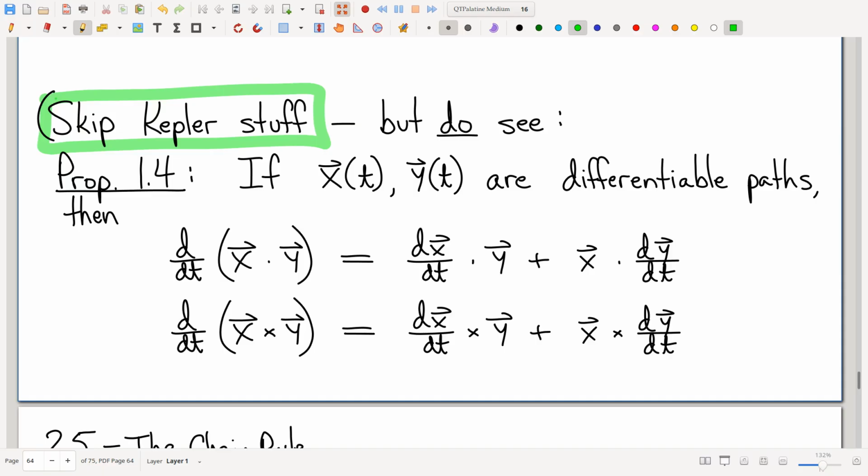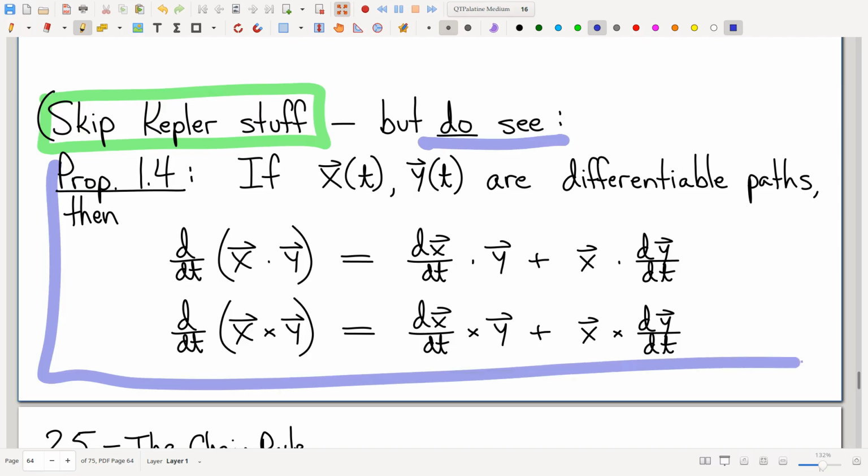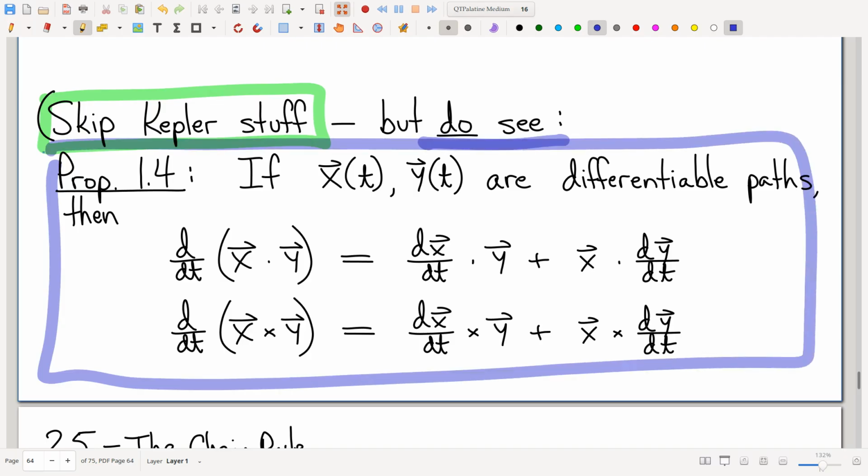So you're not responsible for that stuff, except you do need this proposition 1.4 right here. It's no big deal. It's just a couple of formulas. Basically a couple of product rules. If you have a couple of vector valued functions and you dot them or cross them and then take a derivative, right? So in both cases, derivatives of a product of sorts. And notice in both cases, you get product rules. It's exactly what you would expect and hope based on how we write it down.